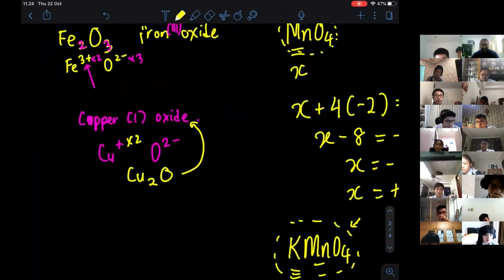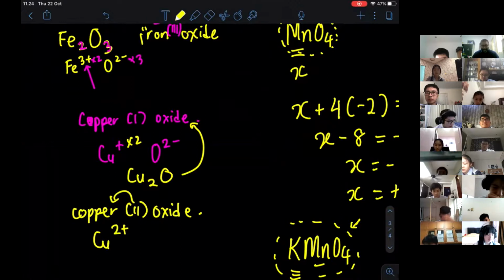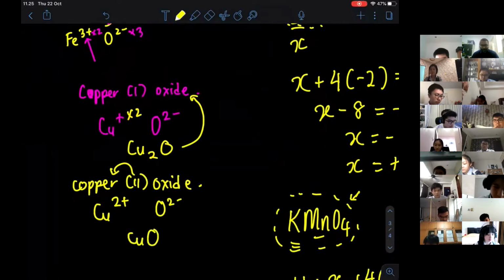So if I want to write down copper 2 oxide, how do I write it down? It will become Cu2+, follow this one, and then 2 minus. Both of them, the charges are the same. So join them together, CuO. So this is called copper 2 oxide. Can you understand this? Can you understand? Yeah.